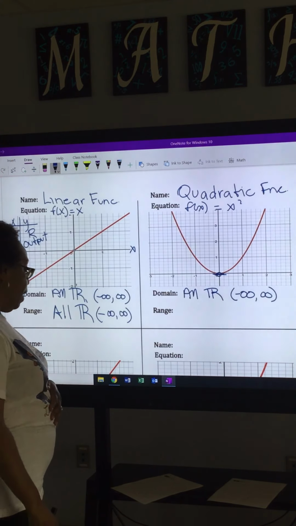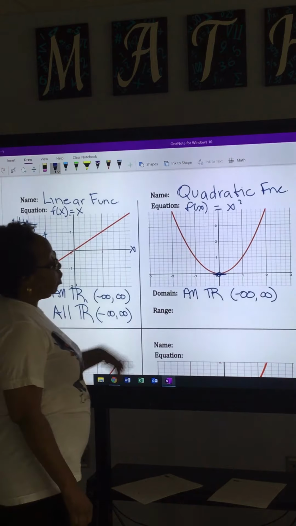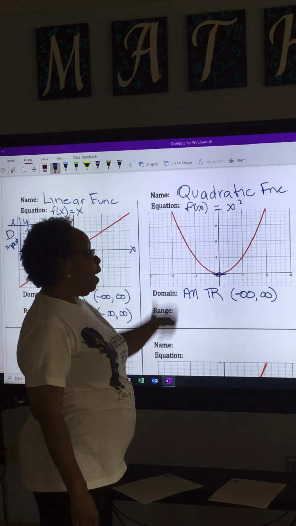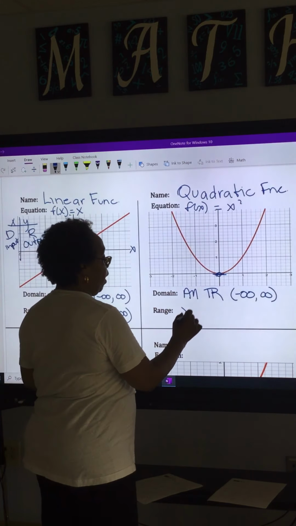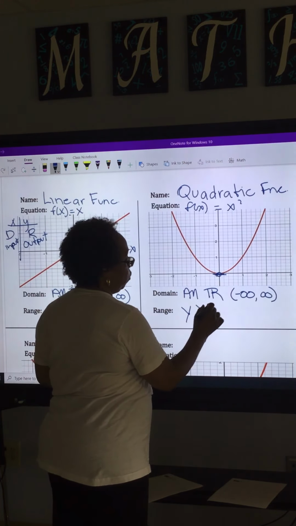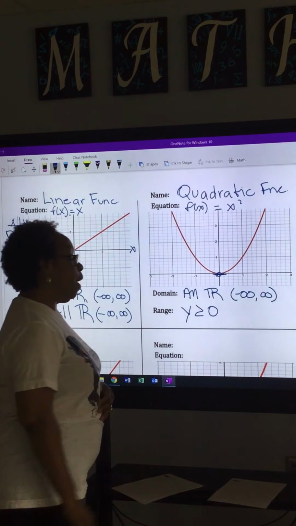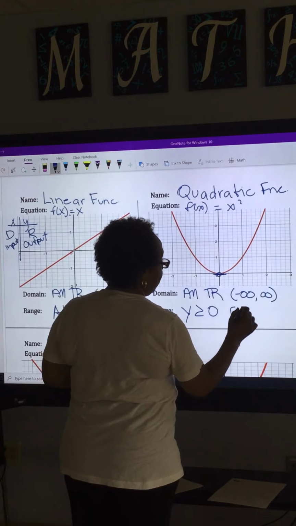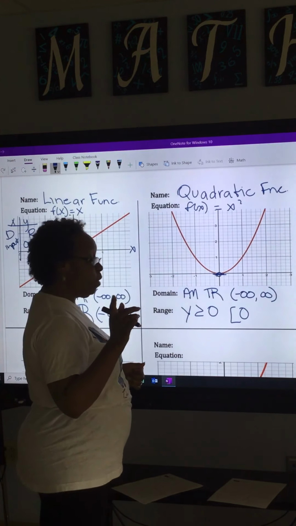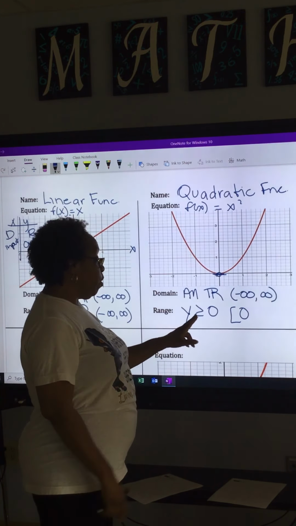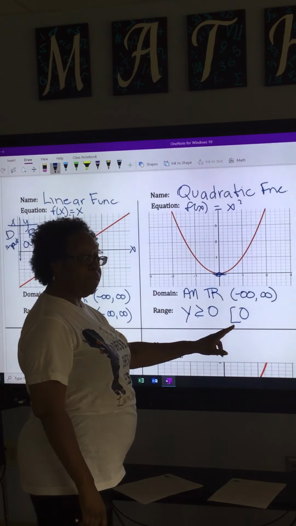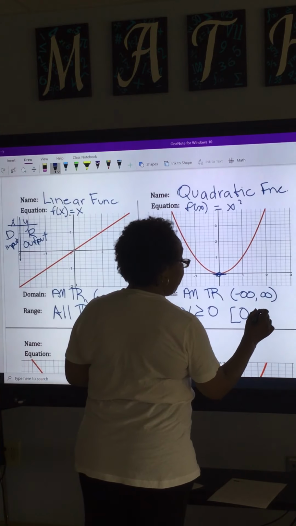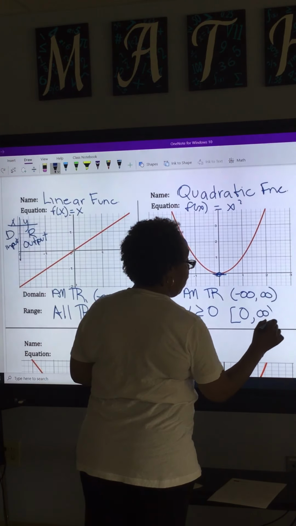Our next we're going to look at is the range. Now, if you notice, it starts here, and all the y's are up. That means y, my range, is greater than or equal to 0. Okay? And in interval notation, that's going to be bracket 0, because if you remember in interval notation, when we have a greater than or equal to or less than or equal to, we use the bracket with that particular number it's denoted with. And because it goes to positive infinity, we have parentheses on that side.